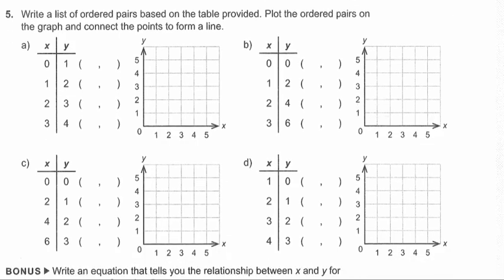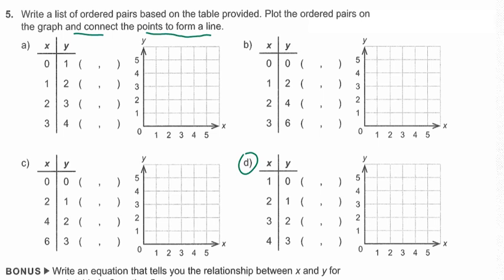For question 5, it says write a list of ordered pairs based on the table provided. Plot the ordered pairs on the graph and connect the points to form a line. You should use a ruler for that step. I'm going to do D as our example. I don't have a ruler on my digital abilities here, so I'll just rough line that, but you should actually use a ruler for it.